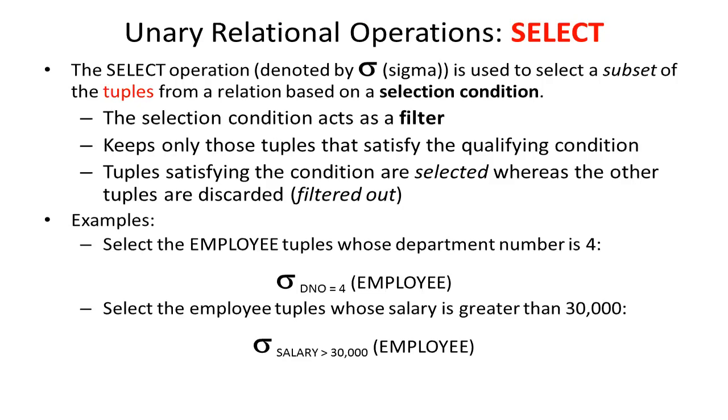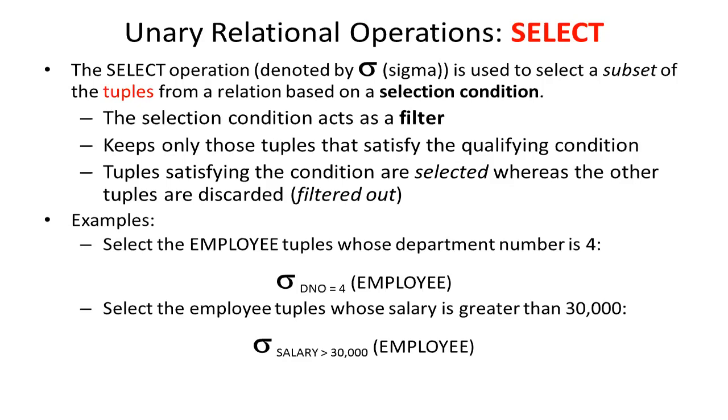Able to understand? When you use your select statement, you would have experienced this, right? The select statement gets exactly the tuples based on the condition. Here the selection condition acts as a filter. Among the 100 records, you will be selecting only the 20 tuples which match the filtering condition or given selection condition. It keeps only those tuples that satisfy the qualifying condition, and tuples satisfying the conditions are selected, whereas the other tuples are discarded, as we just discussed in the previous slide. So when the condition is matching, only the matched tuples you are going to get as a result.